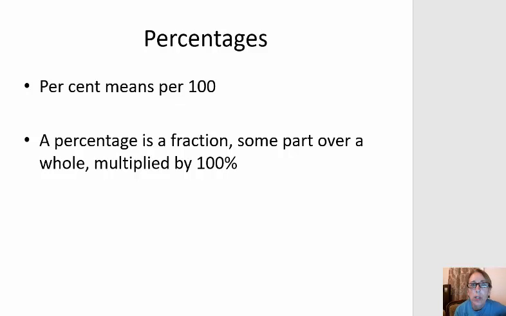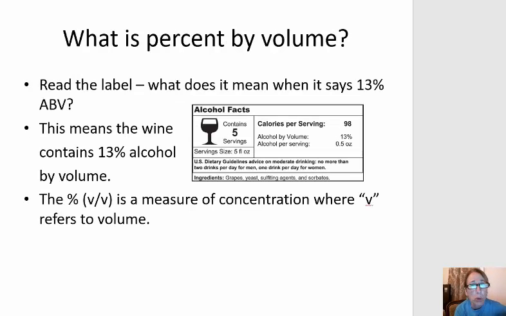One way that concentration is expressed is through percentages. Remember, a percent means an amount per 100. And the way that we often calculate percent is by taking some part over a whole and then multiplying by 100%. So we're going to look at volume per volume percentage first.